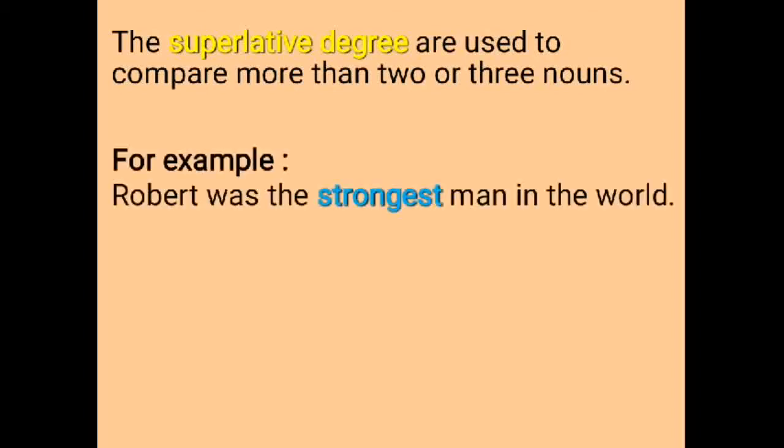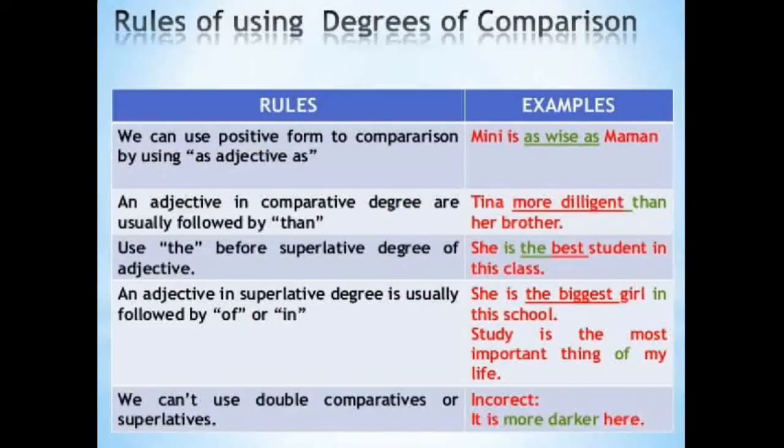For example, Robert was the strongest man in the world. In this sentence, the adjective strongest shows highest degree. It is an adjective of superlative degree. This sentence talks about Robert and other 2 or 3 persons. There is a comparison between Robert and other 2 or 3 persons. It shows superlative degree.